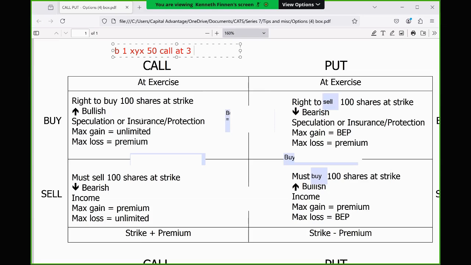What if I sell a call? What's my max gain? What's my max loss? Unlimited. What's my break even? 53. Yes. Call up, put down always. Strike plus premium.